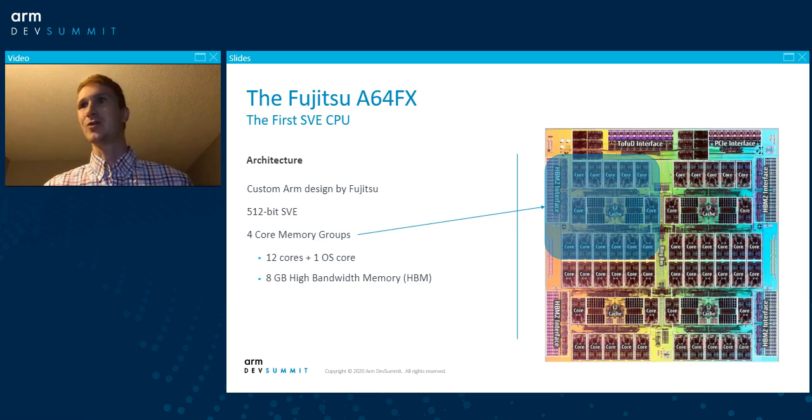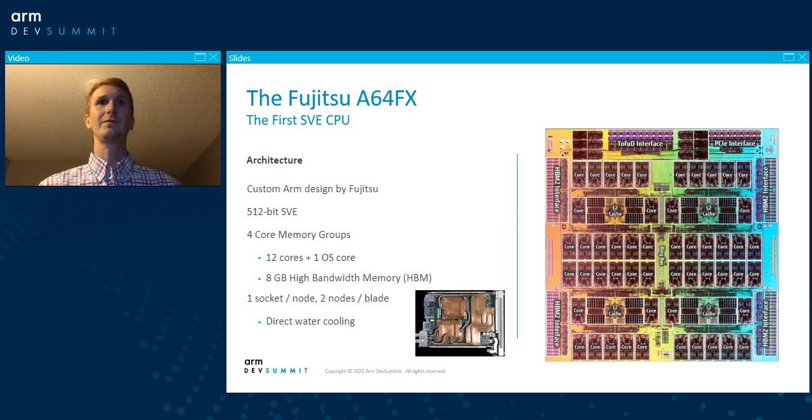bandwidth memory, or HBM. Now that combination of vectors with high bandwidth memory is characteristic of supercomputers and is really where the A64FX derives its compute power, being able to provide high amounts of memory bandwidth to a very wide vector engine. The Fugaku supercomputer is composed of many, many nodes built on the A64FX CPU, where each node has 1 socket of the A64FX, 2 nodes per blade, and the whole thing is water-cooled.